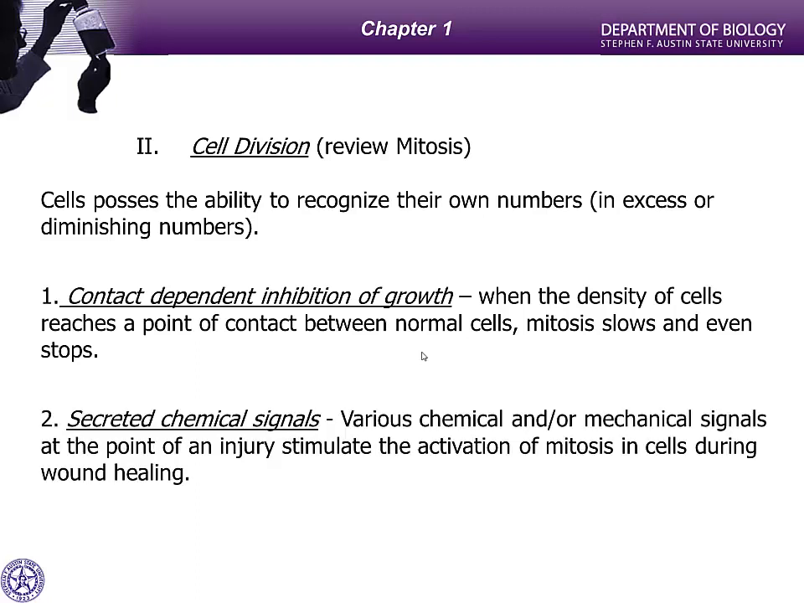Now, we also know that cells communicate with one another through secreted signals, so extrinsic regulation. So hormones, chemicals, we call them chemokines or cytokines. These can also stimulate the activity of mitosis in cells, especially during wound healing. But all of these are processes of normal cells that have absolute control of their mitotic activity and cellular physiology. But that's not always the case, is it?